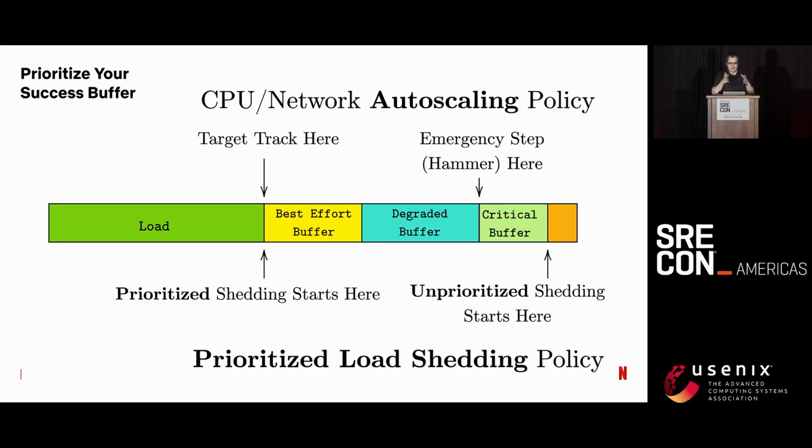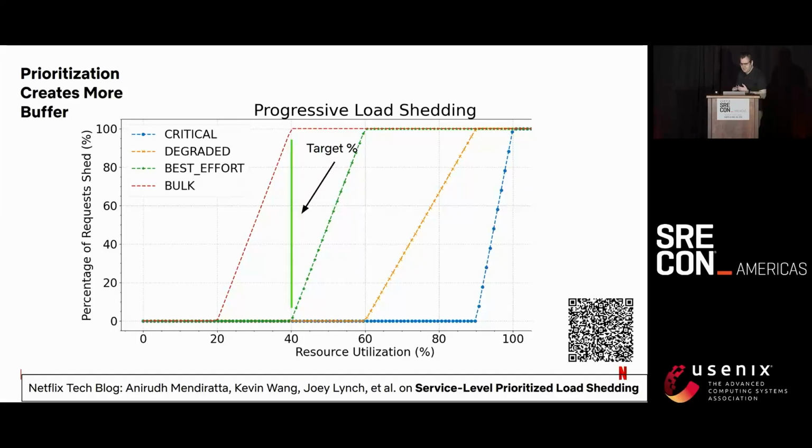But what about the rest of the buffer? Because it turns out that we can shed load earlier by segmenting that success buffer into different traffic priorities. And then we can essentially get load off of our service earlier that's less important to us. And this is prioritized load shedding. This is an example shedding curve. The target tracking for the service would be at 40%.